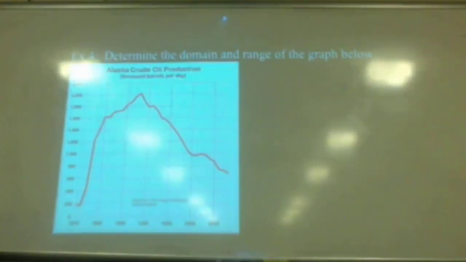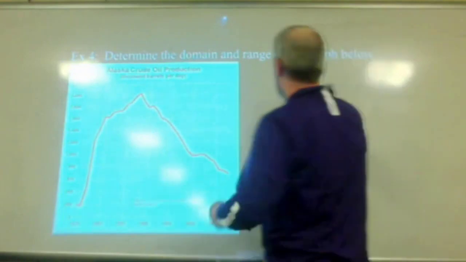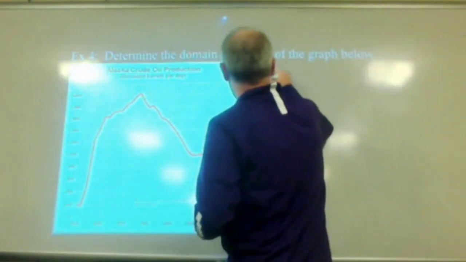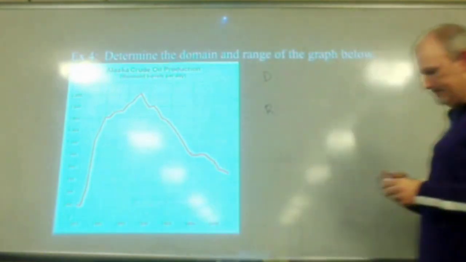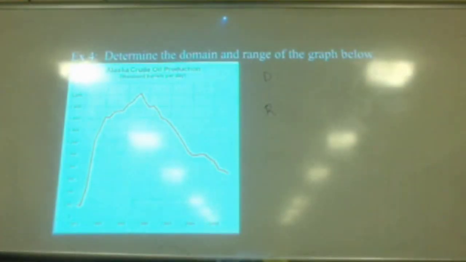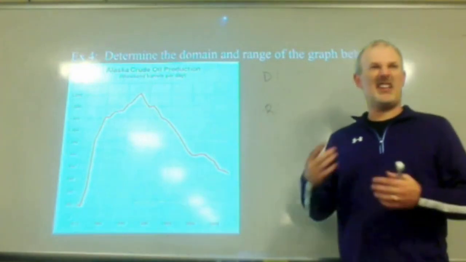Okay, so here's the picture. And it says determine the domain and range of the graph below. And we're going to use interval notation on this. So domain and range. So domain is the x's. So remember with our interval notation, we always want to find the bottom value and the top value, the lowest value and the highest value. So looking at our graph here, what is the lowest x value that you see?